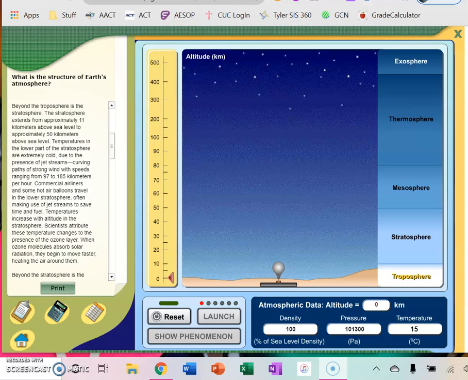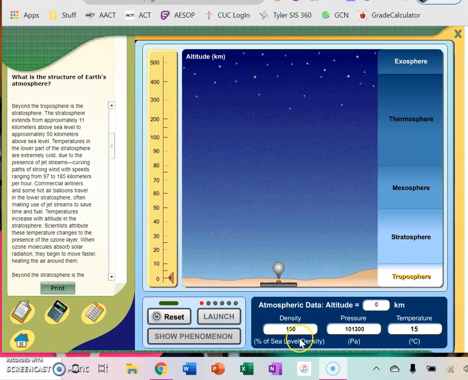All right, guys, here's my backup for today's activity in case it doesn't work. What I'm going to do is run the simulation so that you guys can get the data from it and see the phenomena, everything. So here we go. Okay.